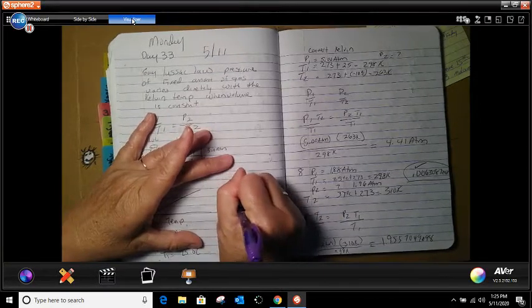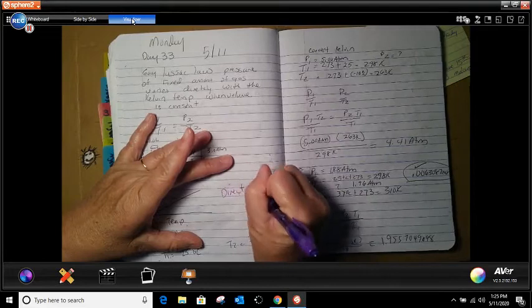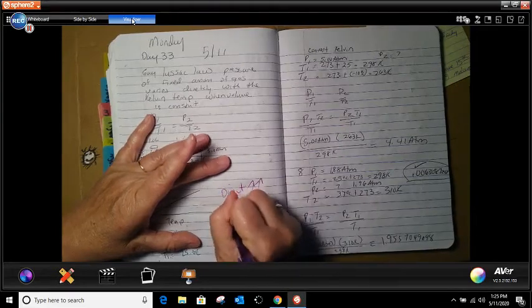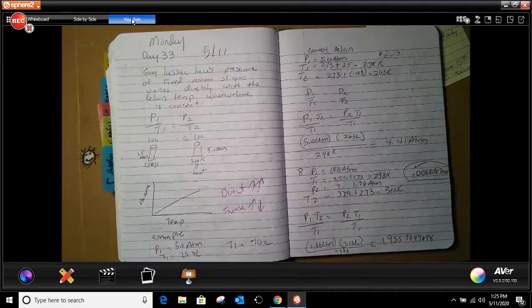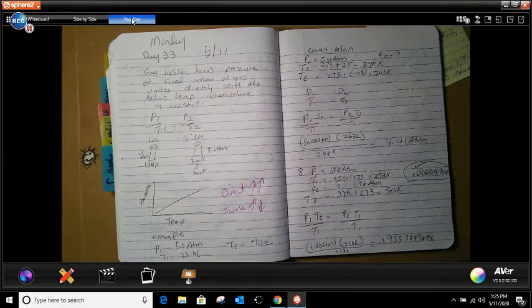A direct relationship means when one goes up, the other one goes up. An inverse relationship means when one goes up, the other one goes down. Okay? So I want to make sure you know the difference between those. So the first thing we're going to do is look at the sample problem that they gave us.